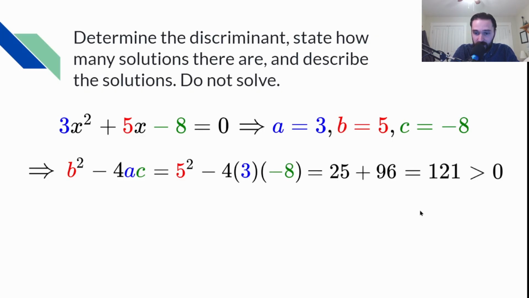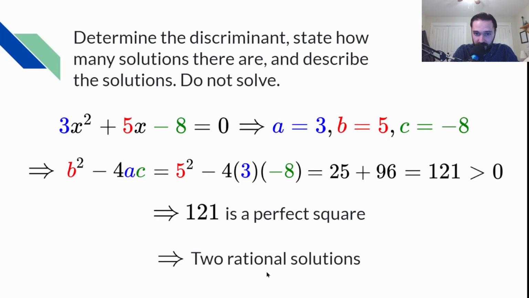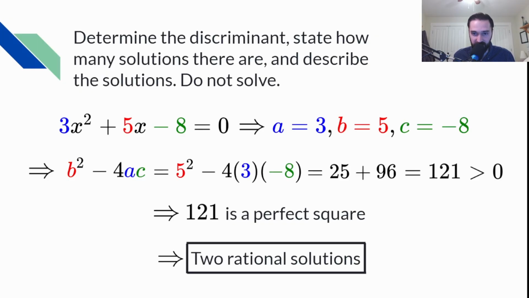All right. So this number is greater than 0. That tells us that our solutions are real numbers. And 121 is a perfect square. Okay. So that means that the solutions are going to be real, and there's 2 of them, and they're both rational numbers, okay? So our answer to this question is 2 rational solutions, all right? So we used the discriminant to characterize the solutions, okay?